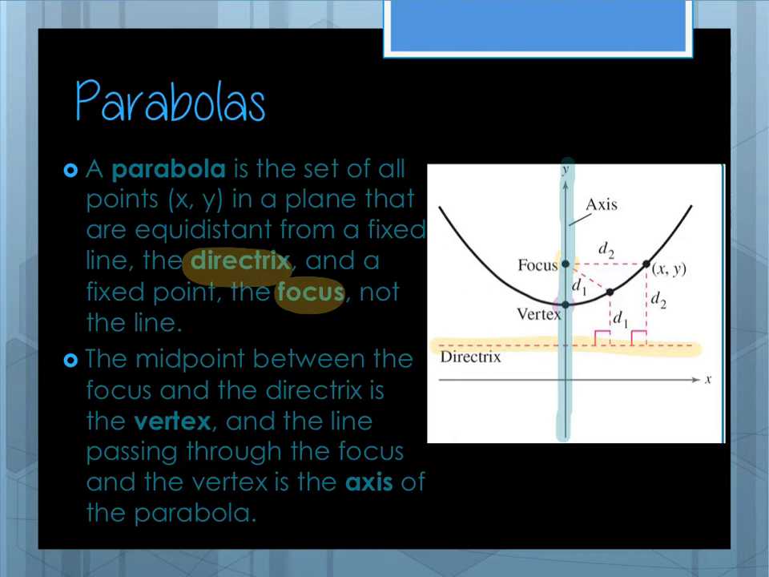So it says that the directrix and the focus are equidistant from any point on the parabola, which means that this is the same as this, and also this is the same as this. So if I go along the axis of the parabola, then the distance from the vertex to the focus and the vertex to the directrix is the same. This is where, if that's horizontal or vertical, it's easy to just count that distance.